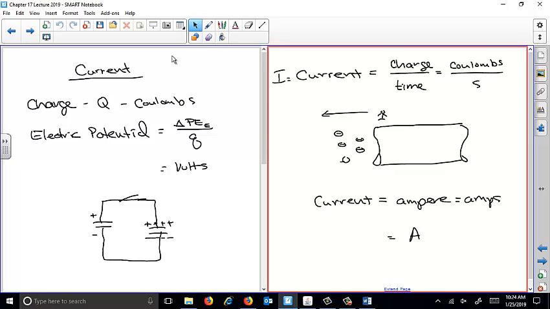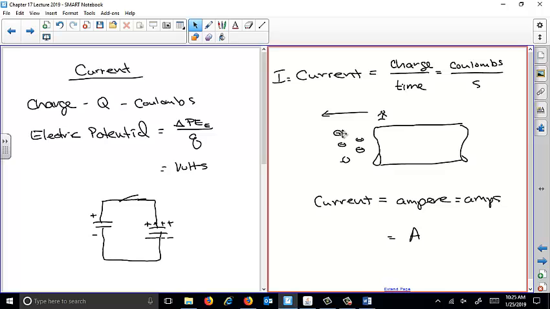So because charge is in coulombs, and the time is in seconds in our unit system, the units for current are coulombs per second. But again, we define this new quantity called an ampere or an amp, and we use the symbol capital A. So if you see A as units, it's amperes. It's basically coulombs per second. And this is just showing the electrons moving, I think.